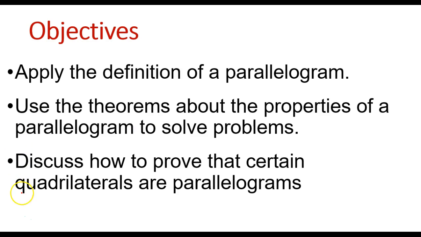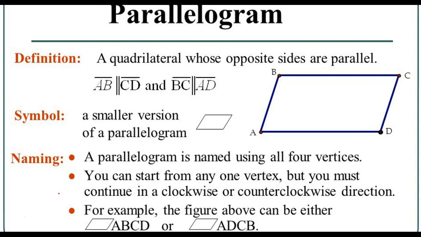A quadrilateral is any figure that has four sides: quad, four, lateral, line, four sides, four lines. The definition of a parallelogram is a quadrilateral whose opposite sides are parallel. So once we have any four-sided figure and its opposite sides are parallel, that is a parallelogram. Even from the name, parallelogram, both pairs of sides have to be parallel. AB is parallel to CD and BC is parallel to AD.